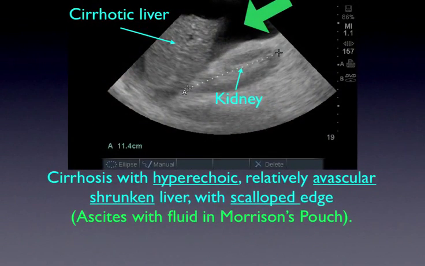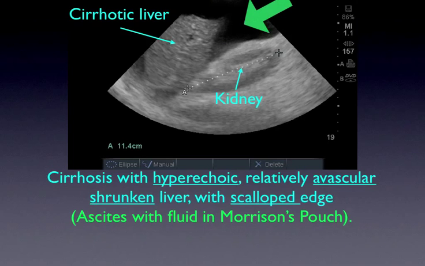Now, when we think of a patient who has cirrhosis, on physical exam, the liver is shrunken, it's hard, it's nodular, and we can see signs of that on the ultrasonographic exam. So as the liver shrinks and scars, with cirrhosis it becomes hyperechoic, relatively avascular, with a scalloped edge.